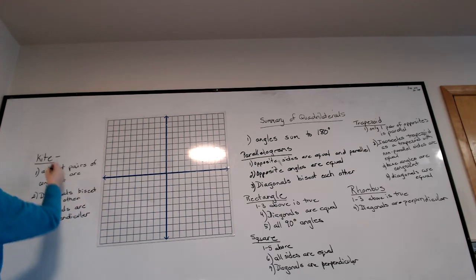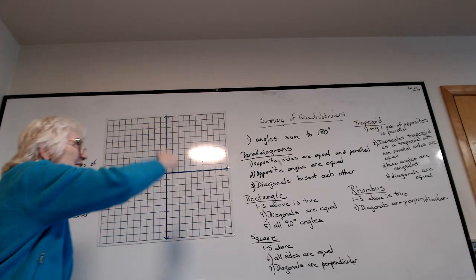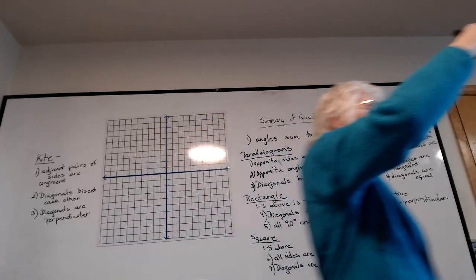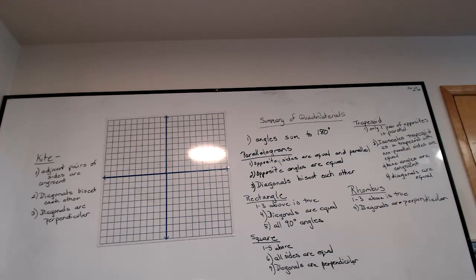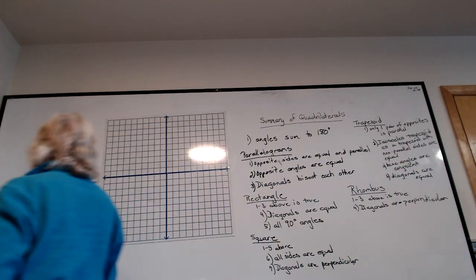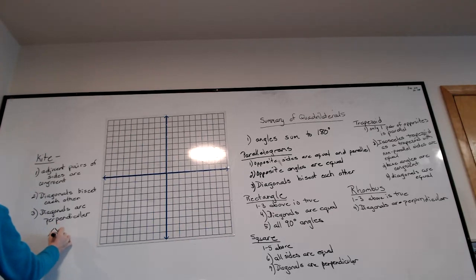So it's given a special name. It doesn't really fit into these. The kite is not a trapezoid, it's not a parallelogram, it's not any of those, okay? Because it is more like this, where the two top sides are the same and the two bottom sides are the same. So that's what defines a kite.